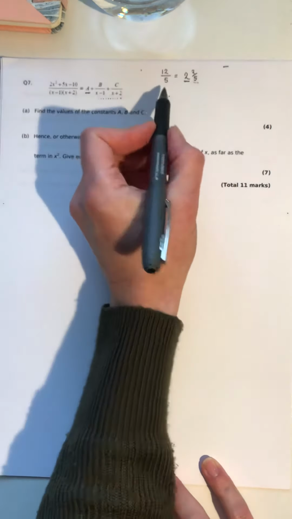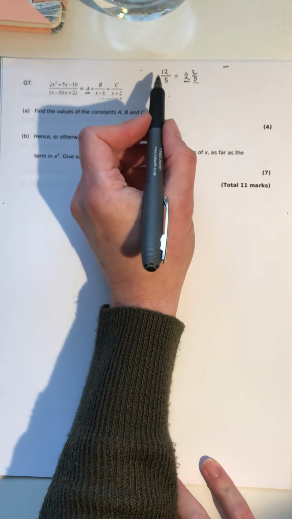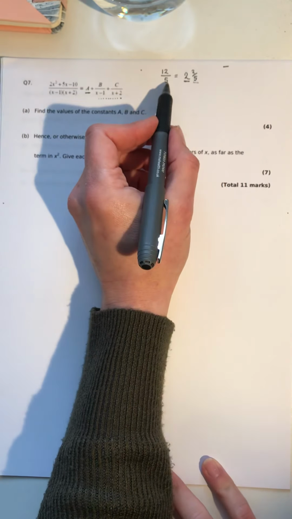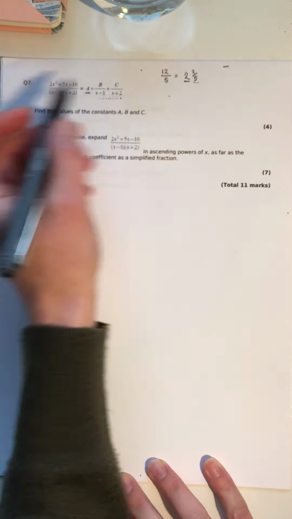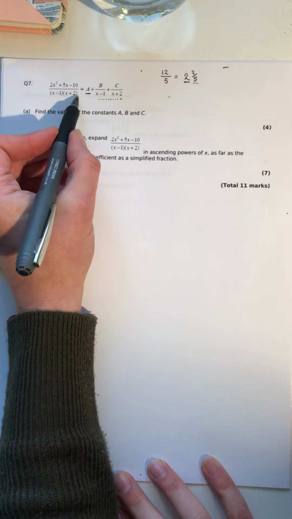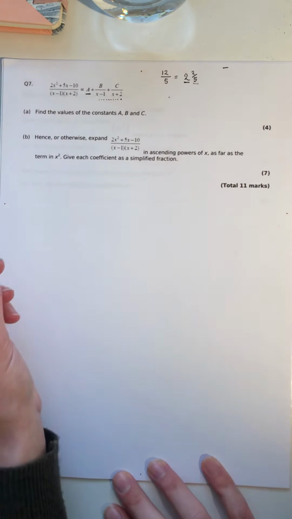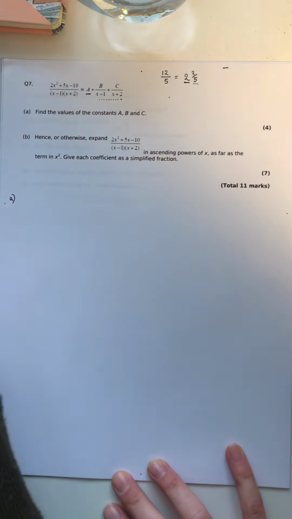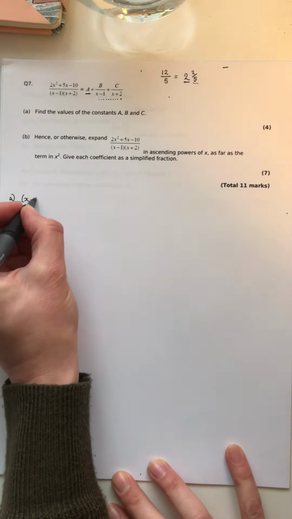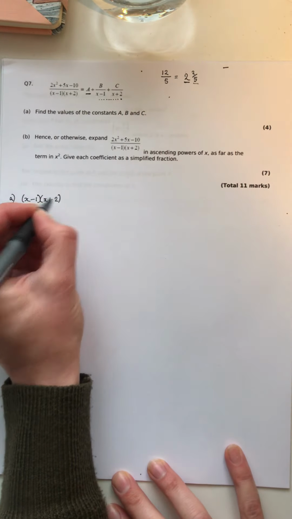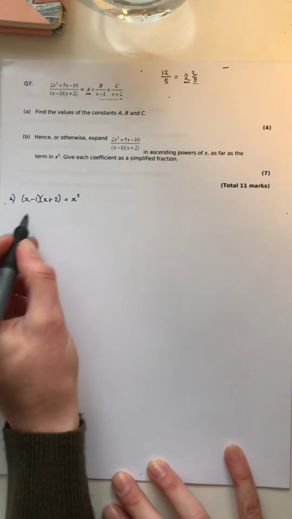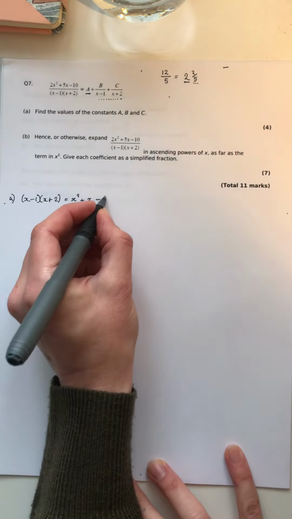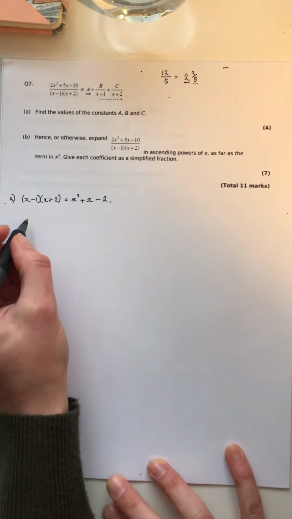Now to do that, just like we rewrite 12/5 as a mixed number by dividing 12 by 5, how many times does 5 go into 12? We're going to do the same thing here. How many times does this quadratic in the denominator go into the quadratic in the numerator? And to do that, we need to do some polynomial division. So first of all, I'm going to expand my denominator. So we've got x squared minus x plus 2x minus 2. And now I'm going to do my polynomial division.